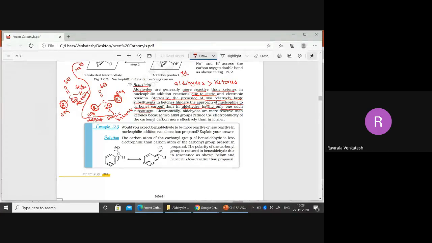Like the second point, if you observe here, what happened? Electron donating groups here. How many electron donating groups are there in the ketone? Two electron donating groups are there, here and on either side. Now what is the function of electron donating groups, beta? What is the function of electron donating group?